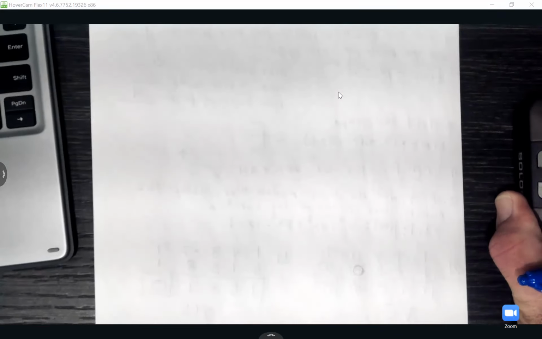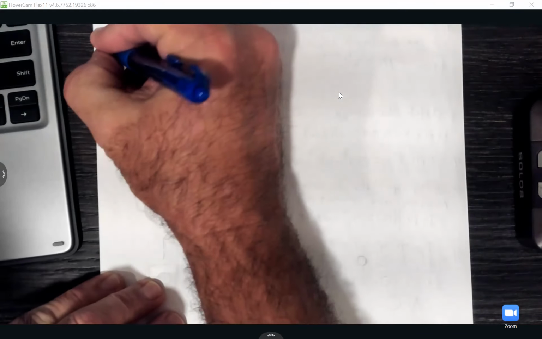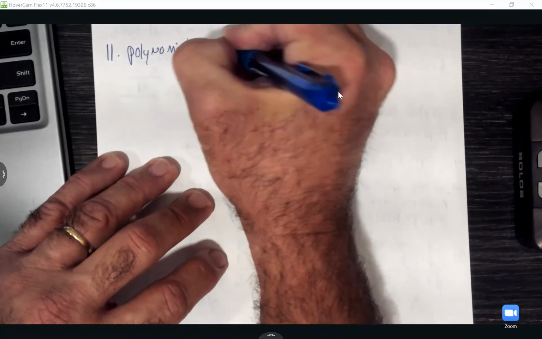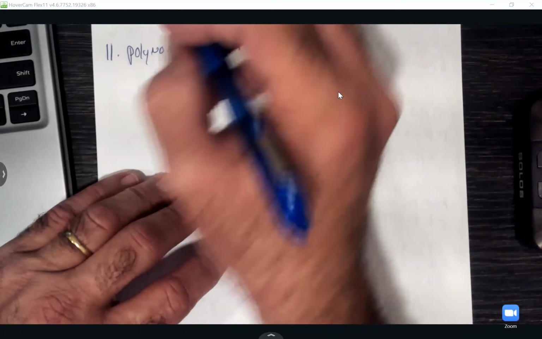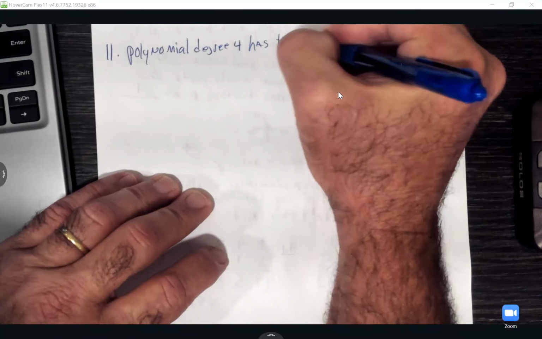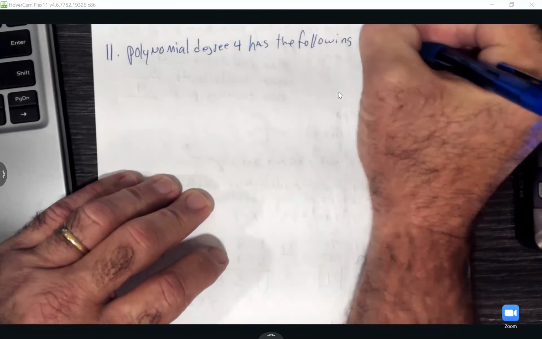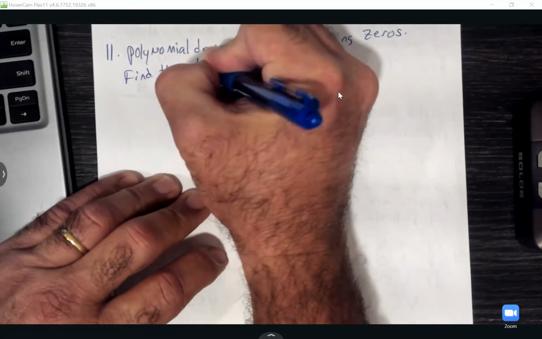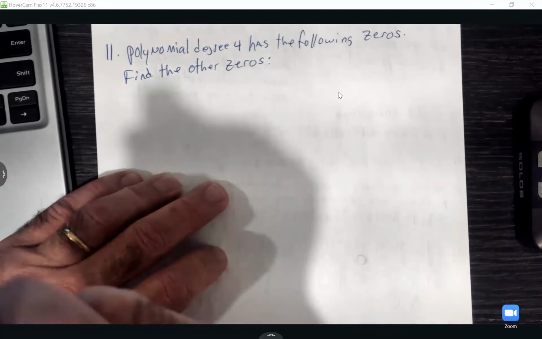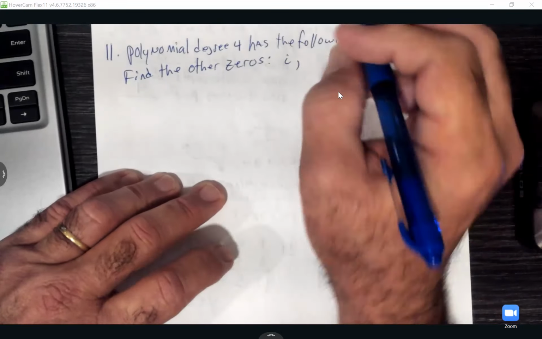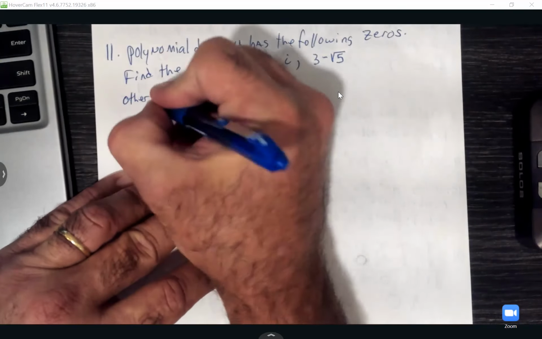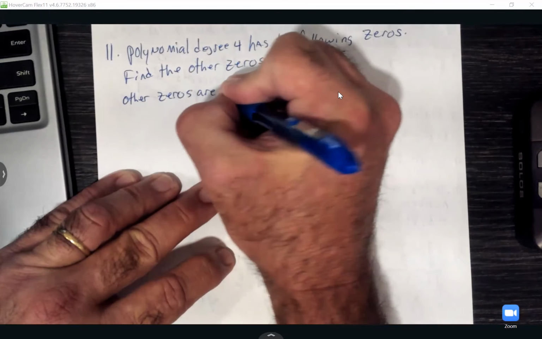All right, so let me push this back up. All right, 11. Suppose a polynomial of degree 4 has the following zeros. Then it wants me to find the other zeros. The zeros they're giving me are i and 3 minus square root of 5. So here we go. The other zeros are blank.